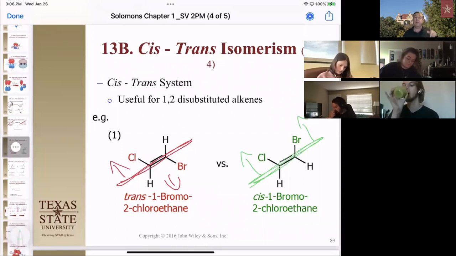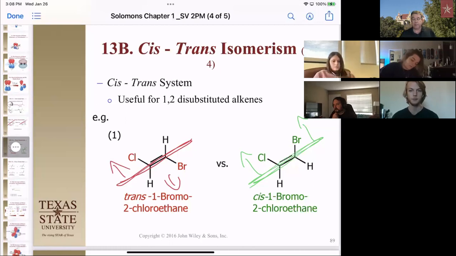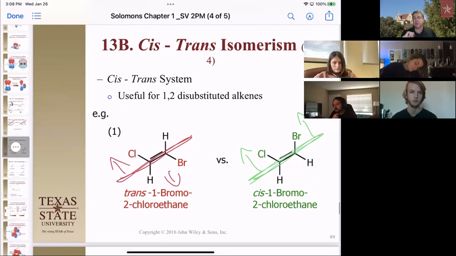And I'll tell you now that both of those compounds have different boiling points, melting points, and they have different reactivities because they're different compounds. So we need to pay attention to their specific location in space, specifically because we have that pi bond, which does not allow for free rotation. Okay, questions about isomerization?